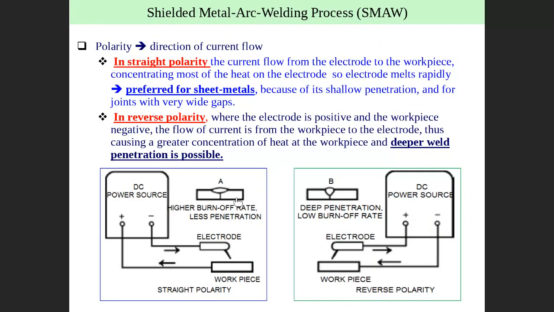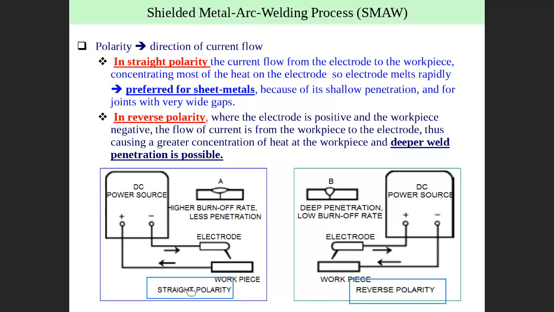In shielded metal arc welding, we have two types. We call them straight polarity and reverse polarity. This one is straight polarity. This one is reverse polarity. What is the difference between straight polarity and reverse polarity? Please give me your attention to understand.